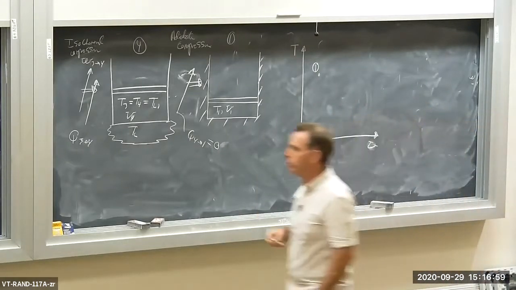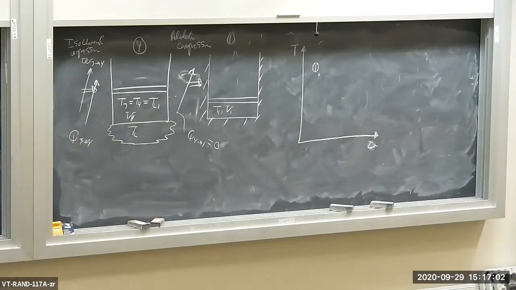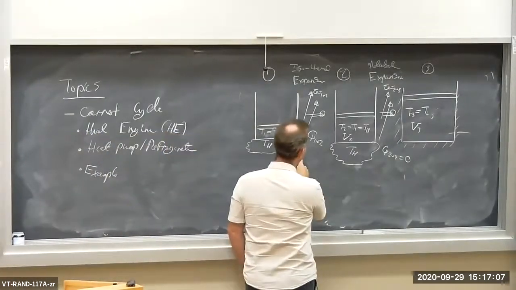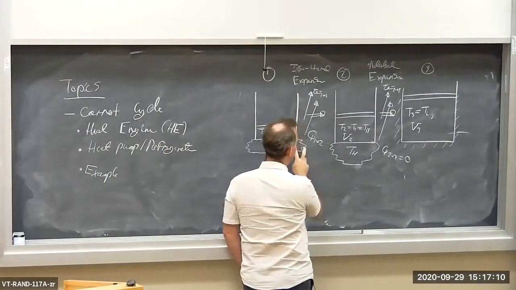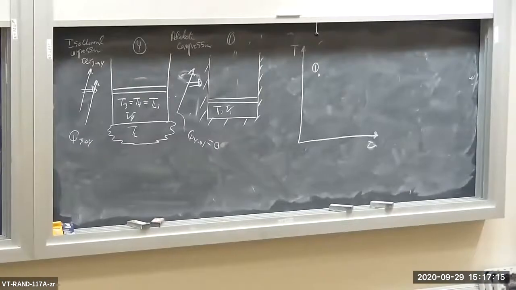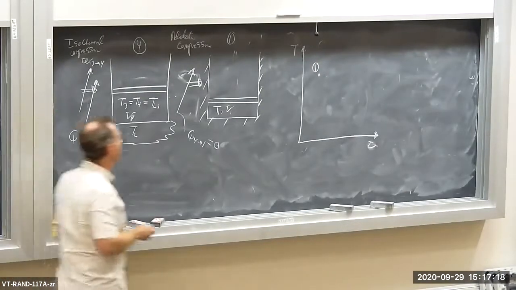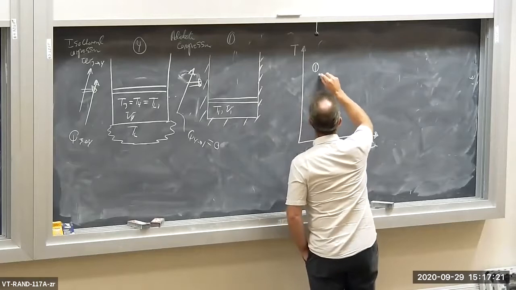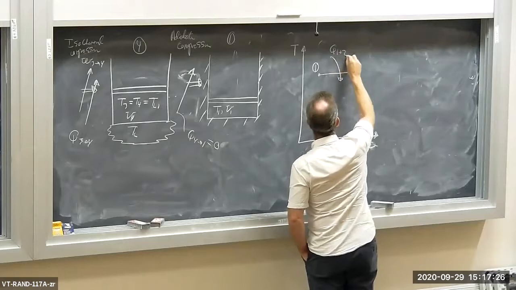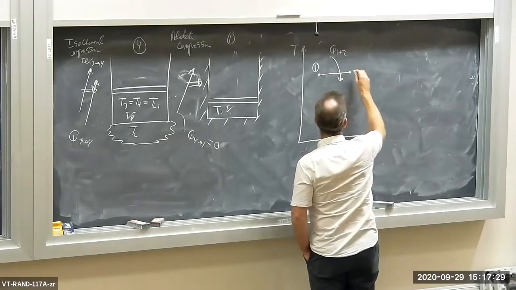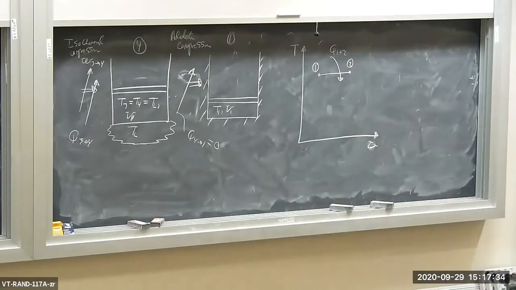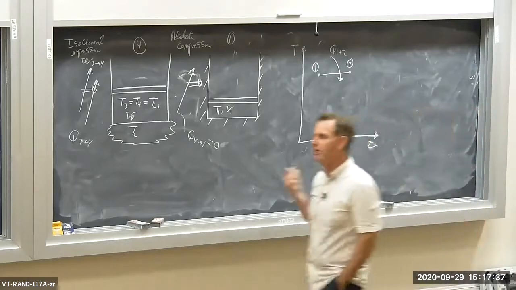Now process 1 to 2 is an isothermal expansion where there's some heat transfer going on from the high temperature reservoir. So this gas is expanding and it's receiving heat from the high temperature reservoir. So we have the heat transfer Q1 to 2 and we're expanding it all the way out to state 2. Okay? So it's an isothermal expansion, therefore it's a horizontal line on the TV diagram.